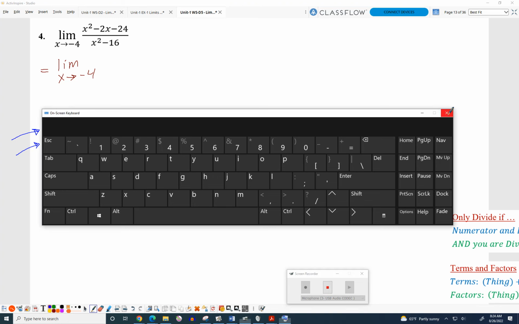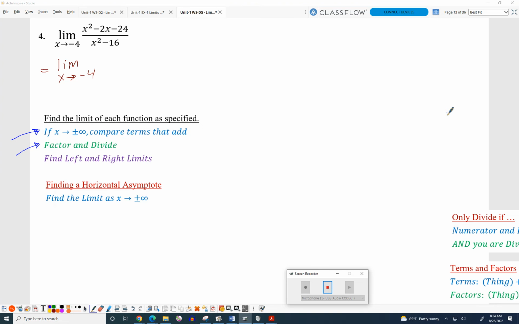Okay, so again, we can't use the blue idea. This is not valid because we do not have an x value that is growing forever. So we go straight to the green idea, factor and divide. I'm going to start on the bottom because it's easier to factor the bottom than the top. The bottom will factor into x minus 4 multiplied by x plus 4.